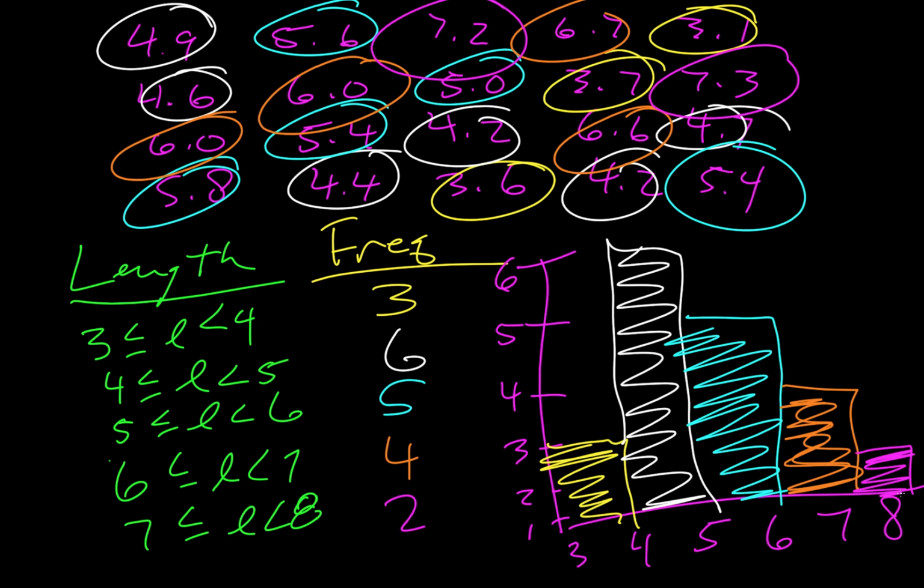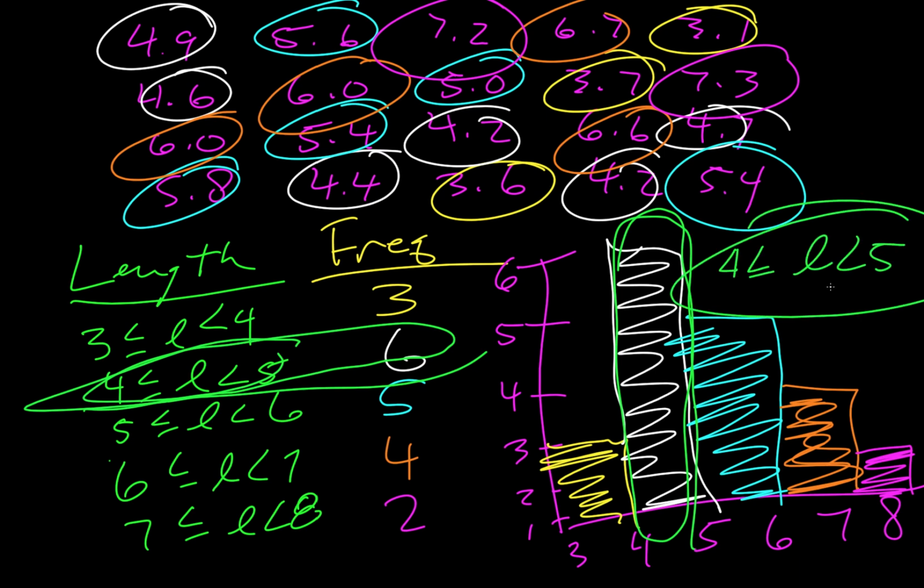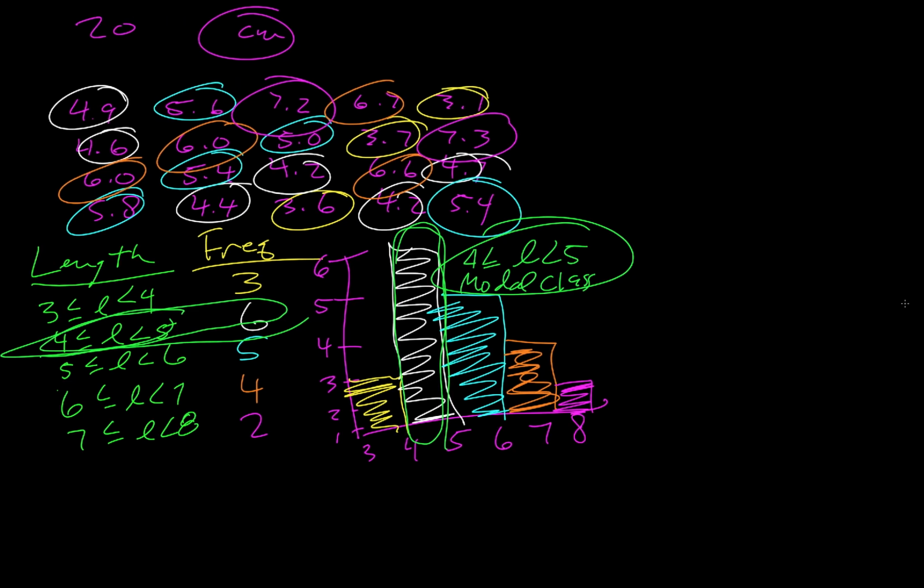And then part B says state the modal class and explain what this means. So the modal class over here is going to be the tallest one, or the one that has the biggest number over here. So modal class is 4 is less than or equal to L is less than 5. And then it wants us to explain what it means. It just means more lobsters have the length in that interval than any other interval. So you would need to write that on your paper. I'm not going to write it though.